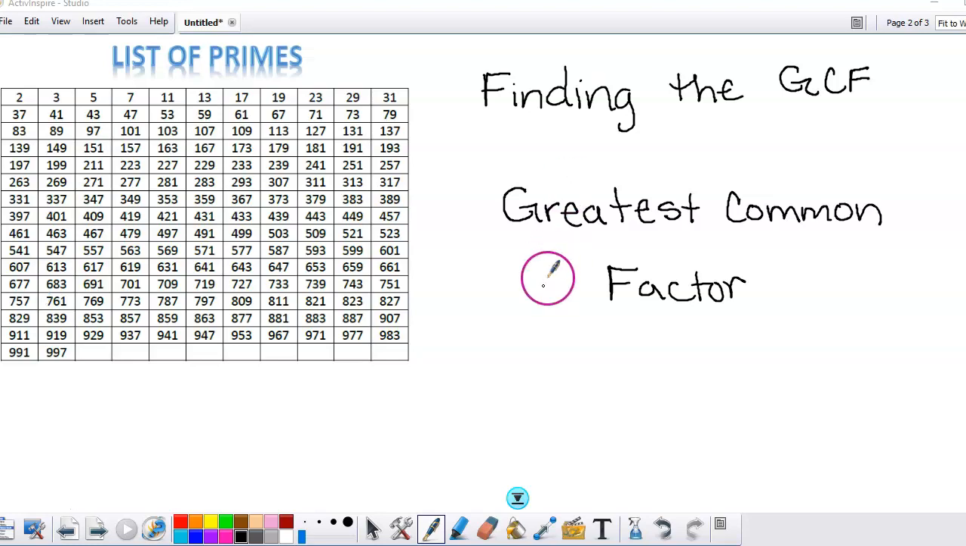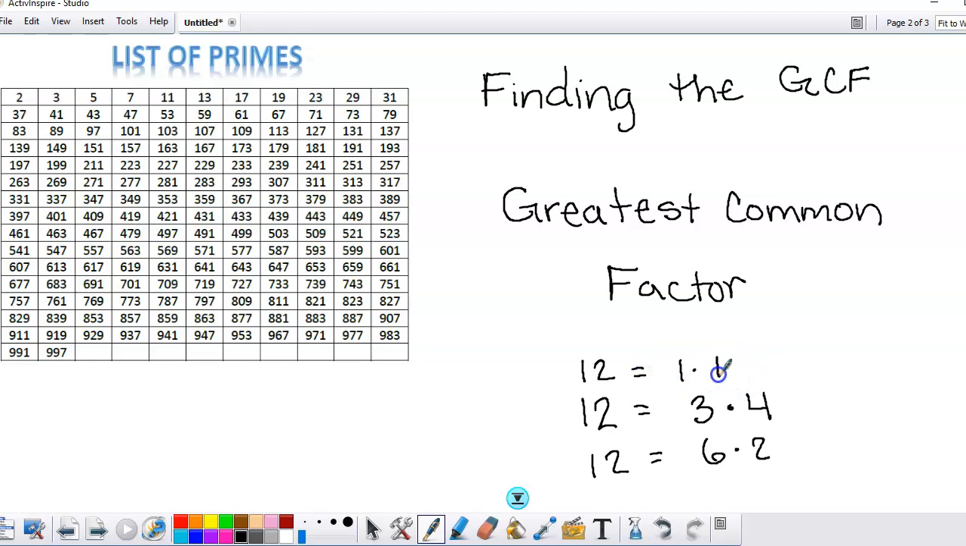So an example of factors: what can you multiply to get 12? Well, 12 has factors of 3 and 4 because 3 times 4 is 12. 12 has factors of 6 and 2, because 6 times 2 is 12. You could also get 12 with 1 times 12. So 1 and 12 are also factors of 12. So factor means a number you use to get a larger number, and it is related to multiplication.